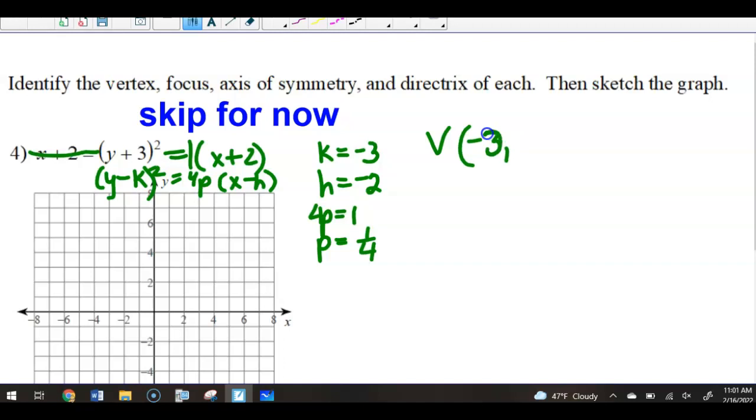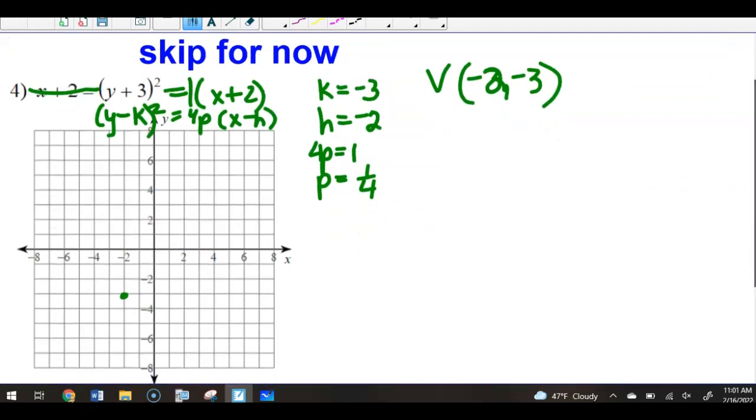Oops, vertex is h, k, which is negative 2, negative 3. Negative 2, negative 3, opening to the right. It's very narrow because the p-value is less than 1. So I'm not going to worry about accuracy. And basically p is 1/4 of a unit inside here, and the directrix is 1/4 of a unit back that way.